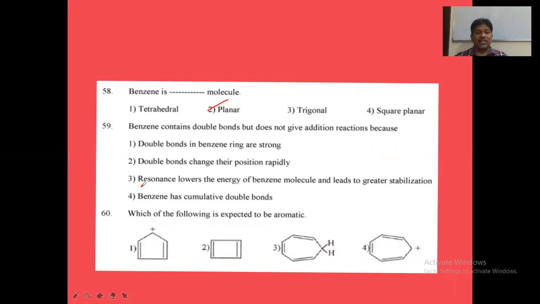So what happens is that resonance will occur here. Resonance, why? In the benzene molecule, alternate double bonds are there, right? Pi bond and pi bond at alternate positions. Whenever pi conjugation is there, what happens? The delocalization of electrons will take place. Shifting of pi electrons in the benzene ring takes place.